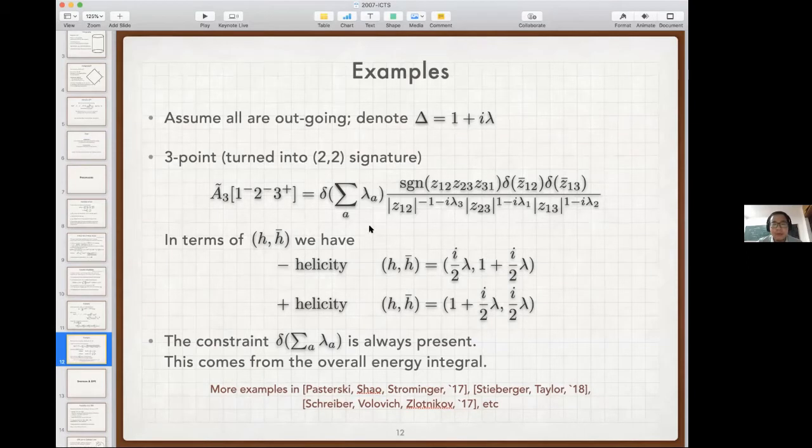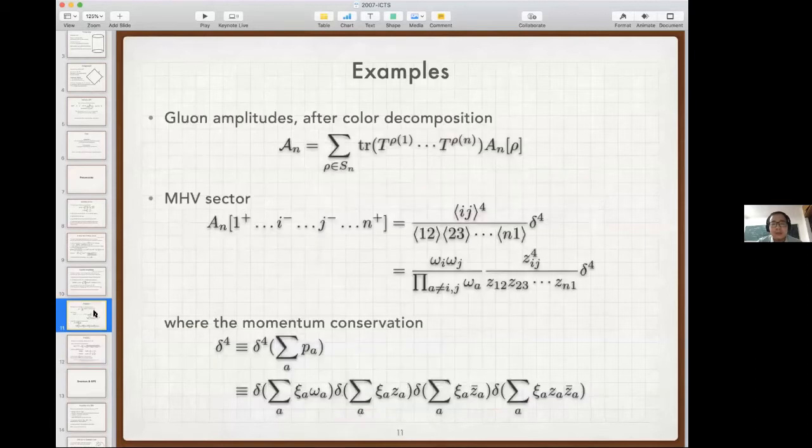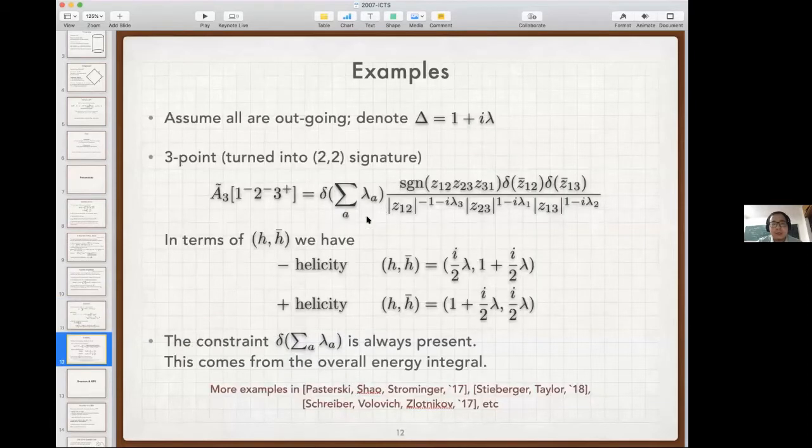And one of the universal features entering into this story is that after doing the transformation, we could always find a delta function entering into the final expression, which puts constraints on the set of conformal dimensions of the external particles. And this actually arises from the integration of an overall energy scale. Okay, and this is one particular example. For more examples, you can refer to the following references.